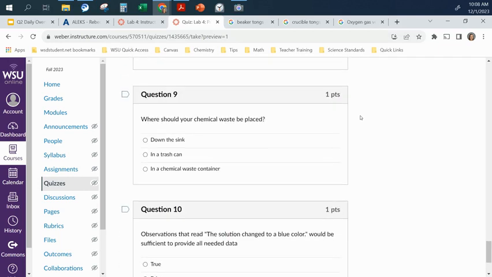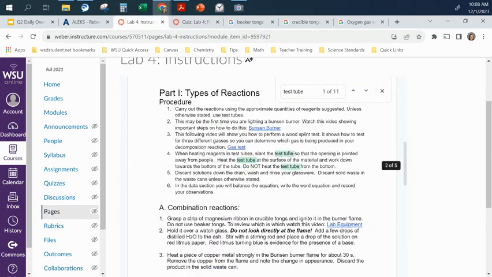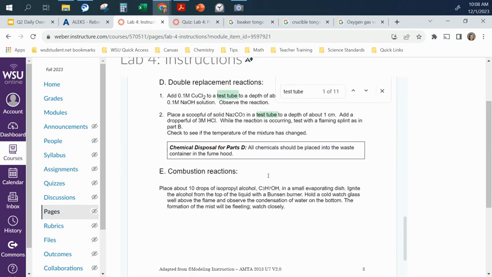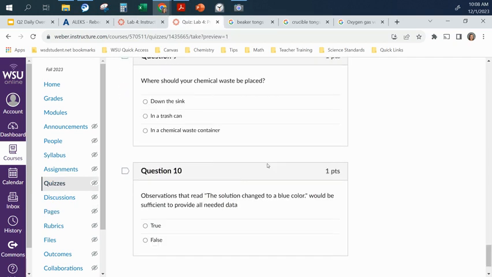Number 9, where should your chemical waste be placed? So let's go back to the lab instructions. The lab instructions have a little box at the end of the sections, and it says in the chemical waste container in the fume hood. So usually I leave a waste station at the table, so we'll probably do that, and then I can put it in the fume hood at the end. But you're going to put it in the chemical waste container. So watch for those on Thursday.